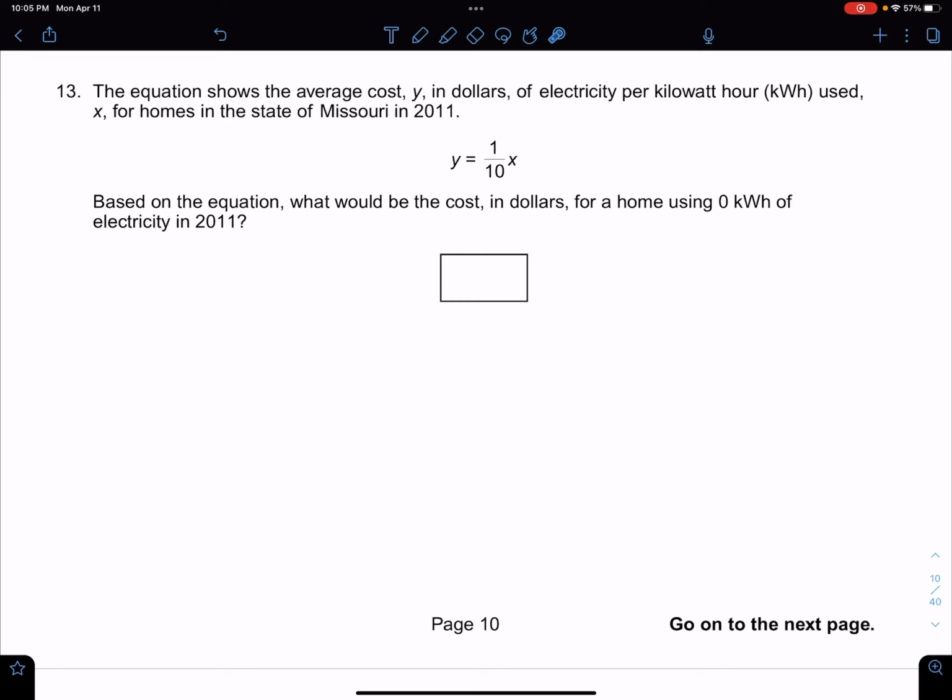I will be doing questions 13 through 23 on the study guide today. So I'd encourage you guys to work this with me as I'm doing it. So let's just go ahead and get started.